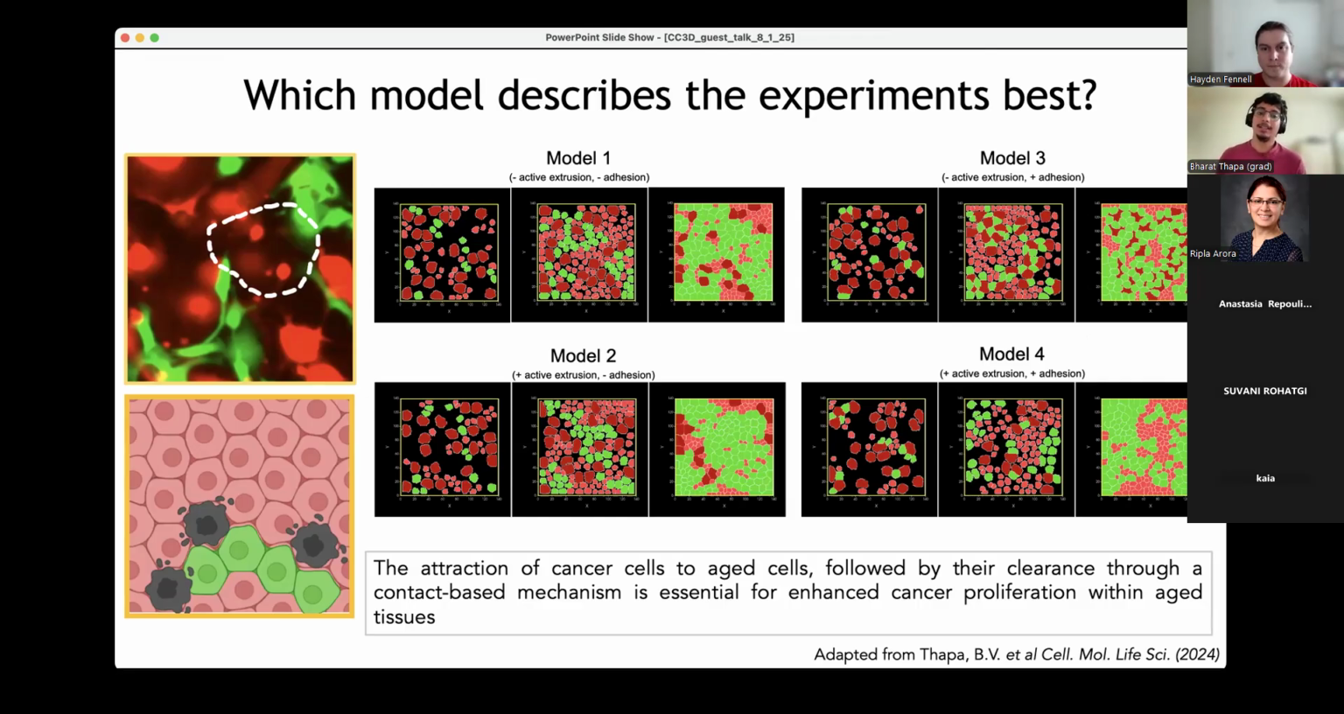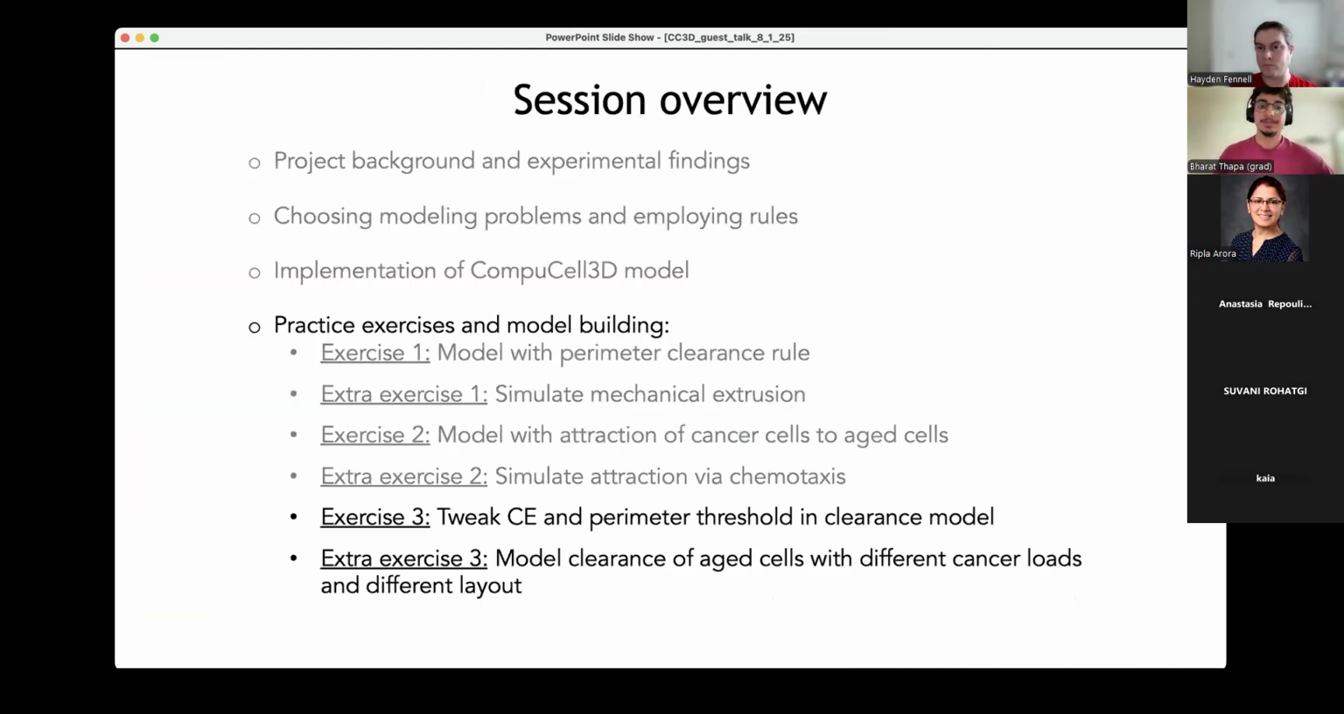These models made me conclude that it's the attraction of cancer cells to aged cells, as well as their mode of clearance being a contact-based mechanism, that is useful for cancer cells to proliferate and is kind of necessary for cancer cells to proliferate in the aged tissue.